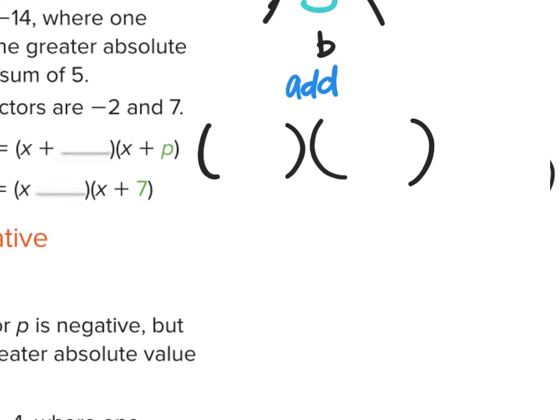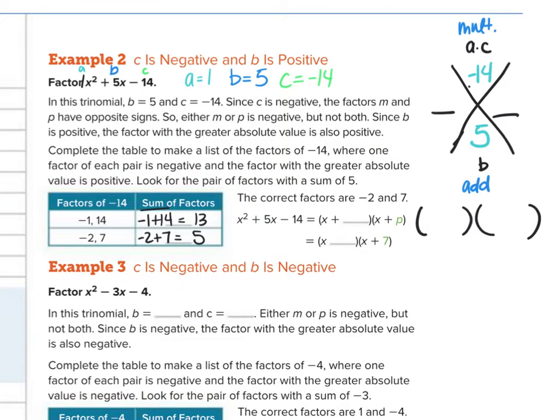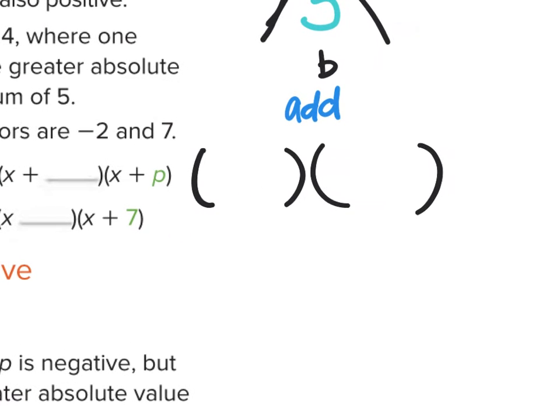Tori, what do my parentheses start with? What do I put first? How am I going to get that x squared up here? Like, how am I going to get x squared? Because that'll be first. What would be in the second one then? X times what would give you x squared? Another x.